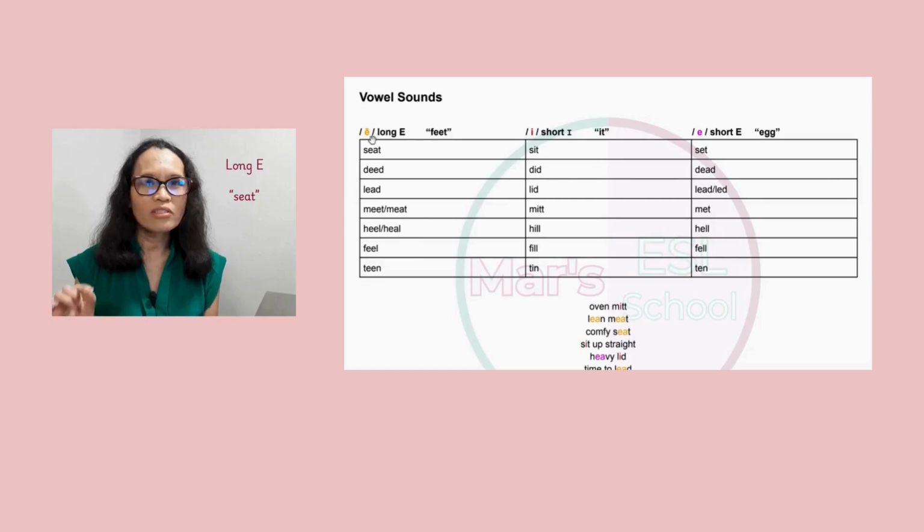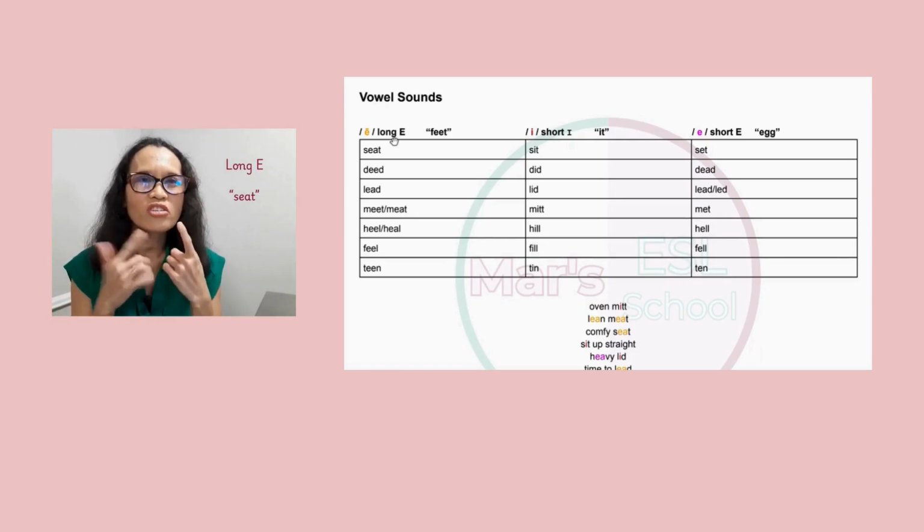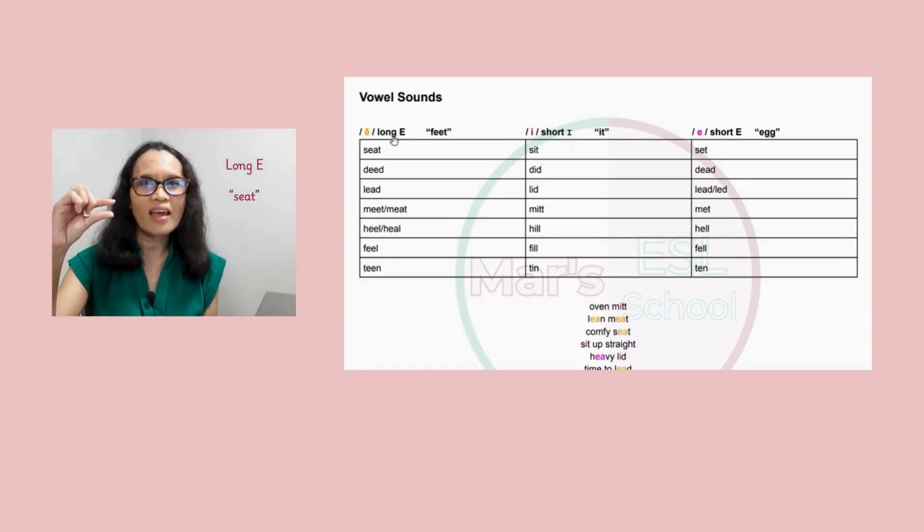The long E sound sounds like this, E, E. It's a tense vowel sound, meaning there's tension. You stretch your lips, E, and your teeth are almost together, so they're very close. There's a very tiny gap between the teeth. This is also a long vowel sound, so you make the sound longer. E, seat, seat.